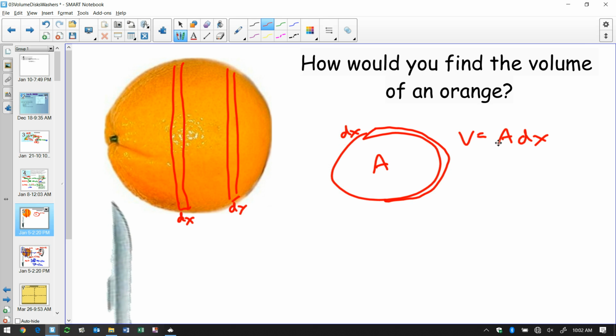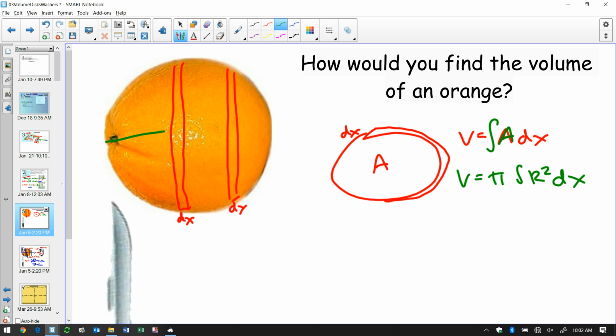But if I wanted to add every single one of them together, to sum all of them up, do you agree that would be the integral of A dx, which is the same formula we had before, the exact same formula with cross-sectional volumes? The only thing is now the area is not a triangle formula. What's the area going to be? A circle formula. What's the area for a circle? Pi r squared. So your new formula, guys, is going to be V equals the integral of pi r squared dx. That is your new formula today.